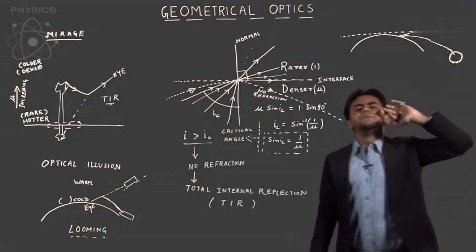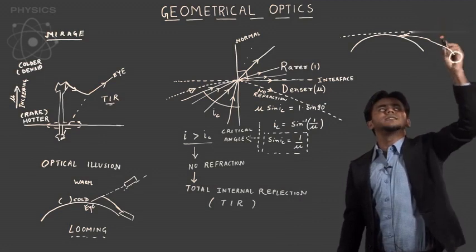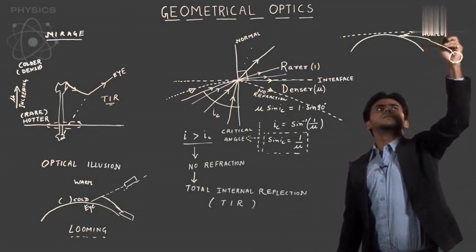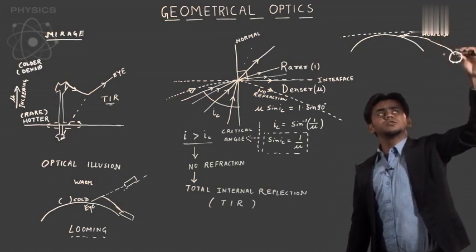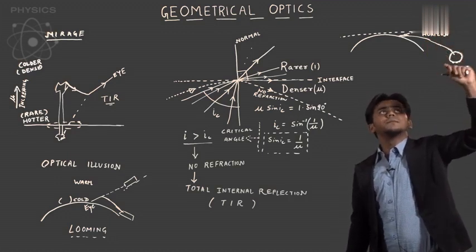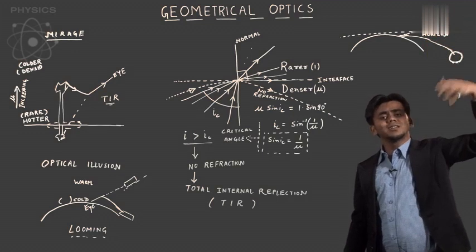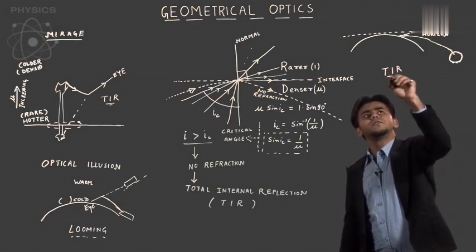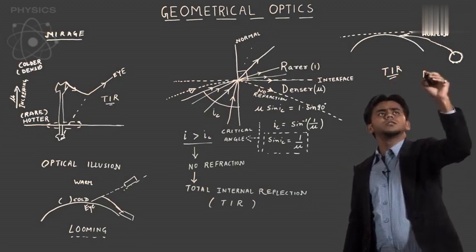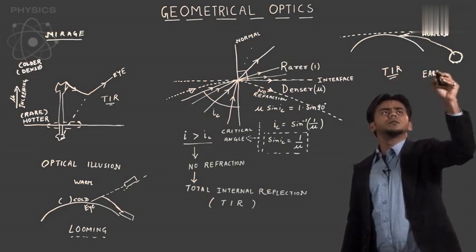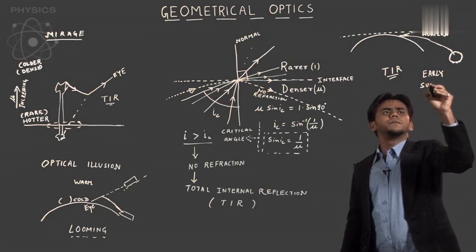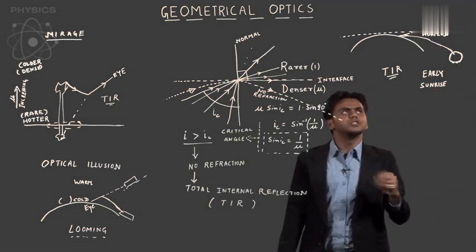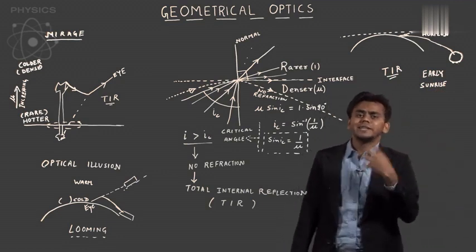So this is early sunrise. Why? Because my sun is below the horizon. This is your horizon. The sun is below the horizon, so it's not the actual sunrise. But you can see the sun much before the actual sunrise. Why? Because of total internal reflection. And this situation is known as early sunrise. In a similar fashion, there is this thing called delayed sunset.